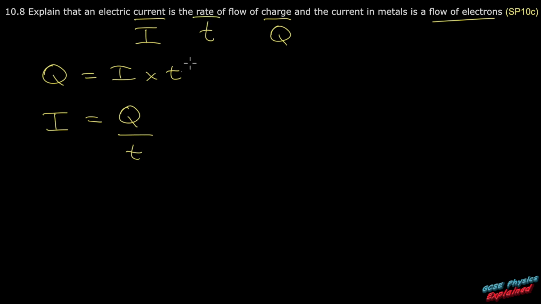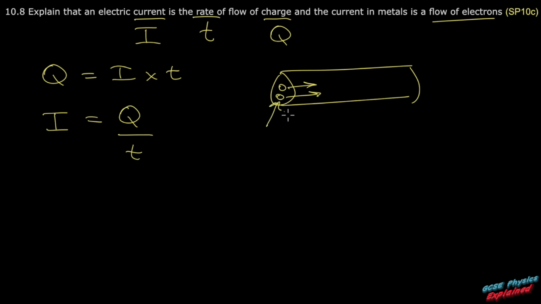Anything that happens per second is the rate. And in a metal, the current is always a flow of charge, and inside a metal it's electrons that are flowing. So if that was your wire, you've got all these little electrons that are flowing down through the wire. Now each little electron has a little charge, so if you've got more electrons flowing per second, you'll obviously have a bigger charge, which means you'll have a bigger current per second.